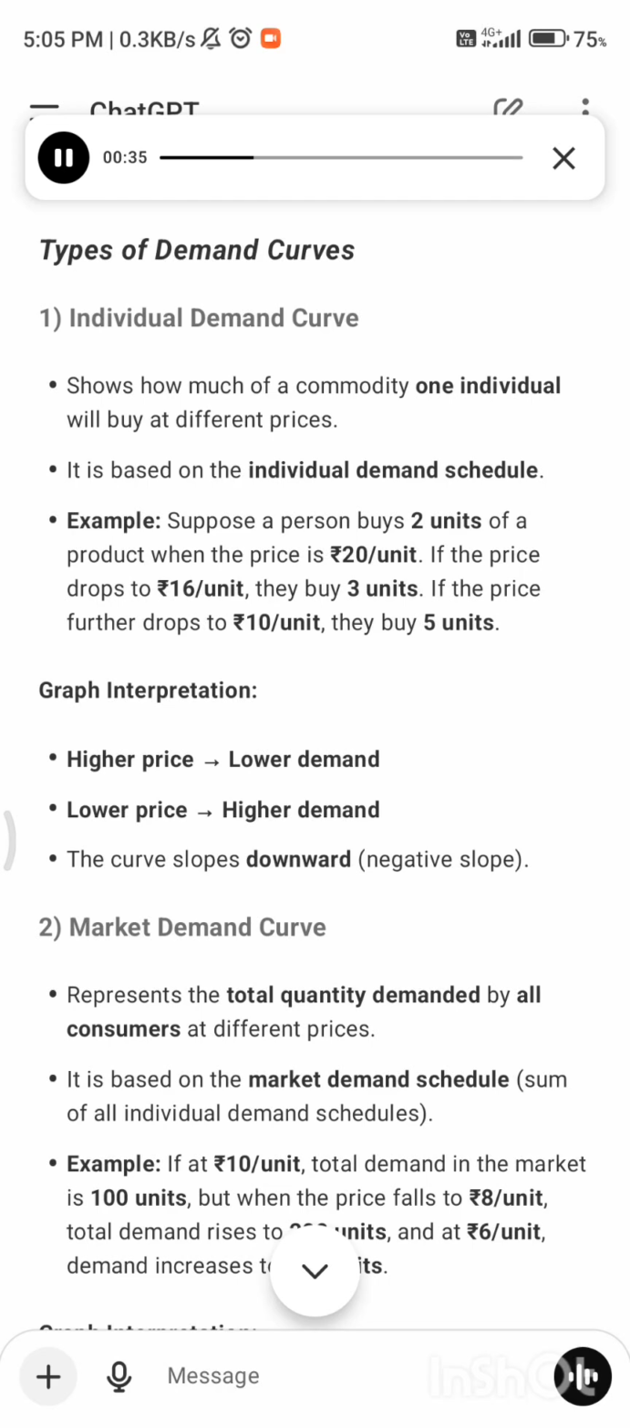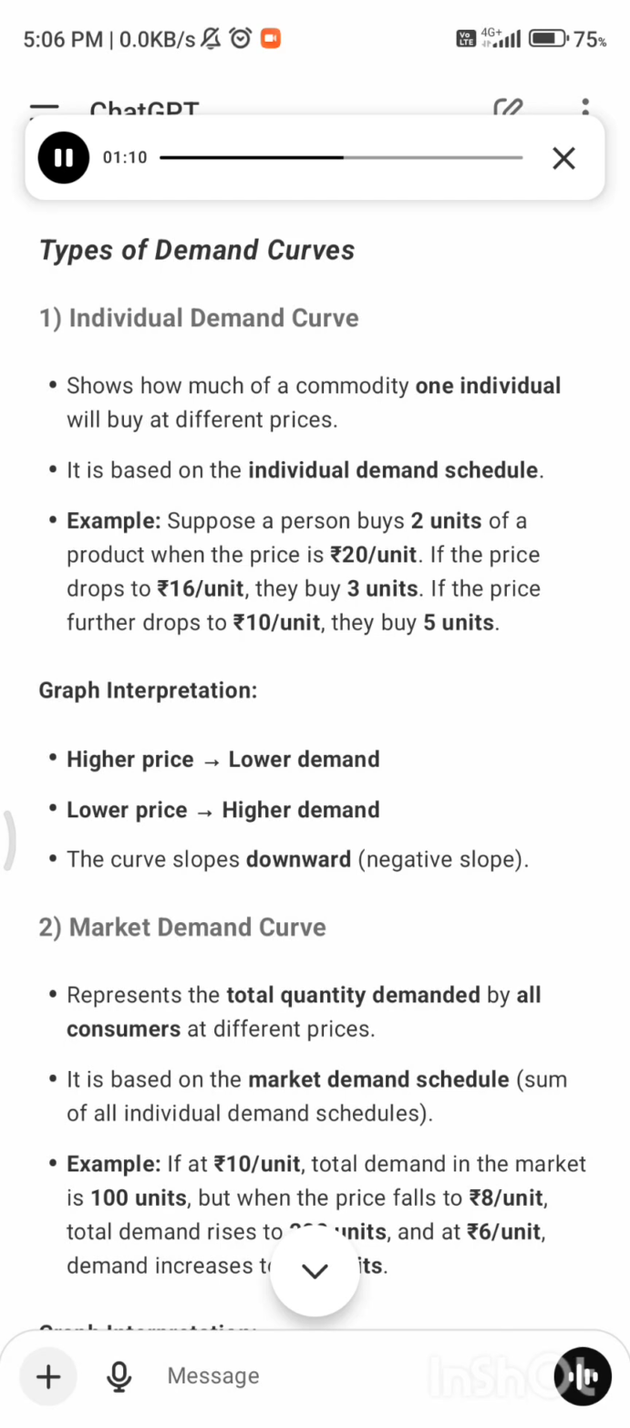1. Individual demand curve shows how much of a commodity one individual will buy at different prices. It is based on the individual demand schedule. Example: suppose a person buys 2 units of a product when the price is 20 units. If the price drops to 16 units, they buy 3 units. If the price further drops to 10 units, they buy 5 units. Graph interpretation: higher price, lower demand. Lower price, higher demand. The curve slopes downward, negative slope.